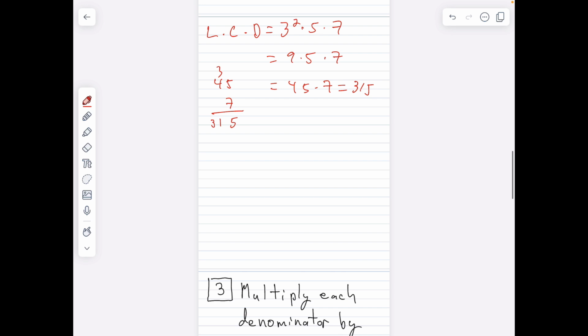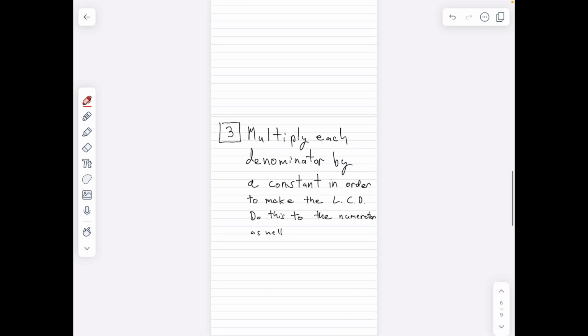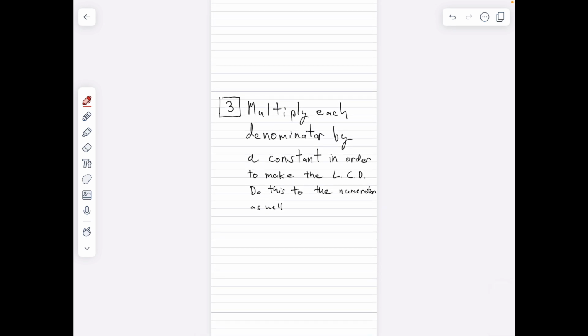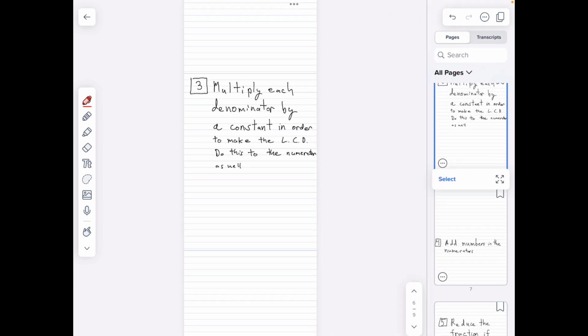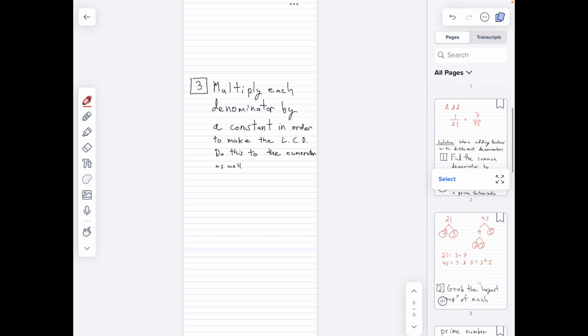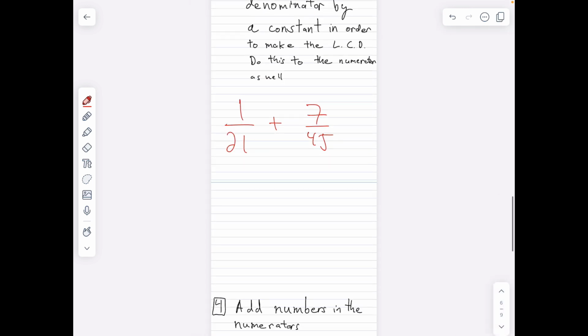And here's the next part that we're going to work with. You're going to multiply each denominator by a constant in order to make the LCD. Do this to the numerator as well. So we're going to go back to our fractions, which were 1 over 21 plus 7 over 45. And the LCD here was 3 squared times 5 times 7, okay, which was the 315.